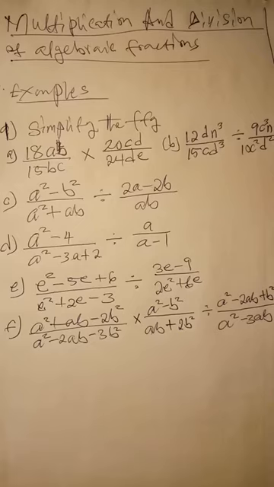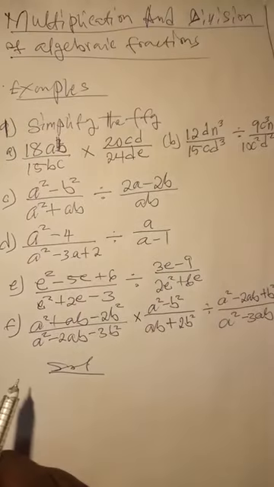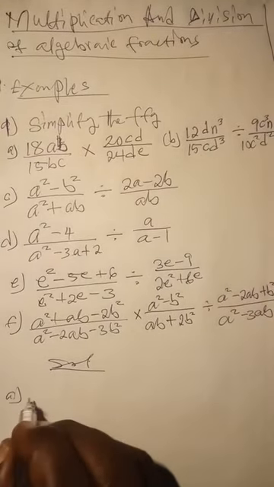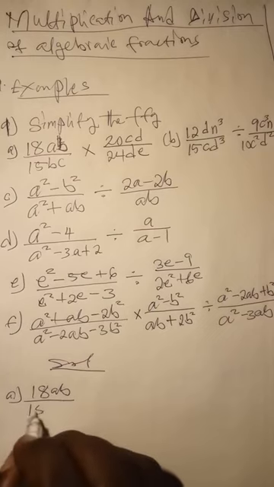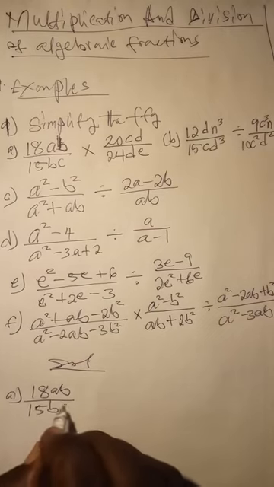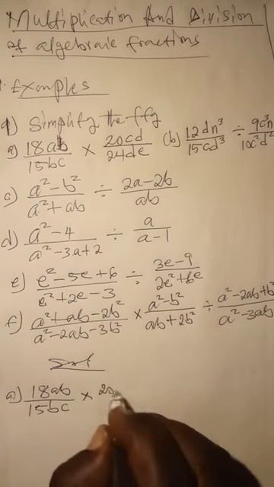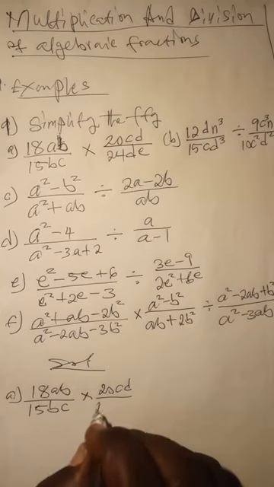This is our next topic, the multiplication and division of algebraic fractions. So we go straight to examples. Solution. We have to simplify the following. The first one, A, is 18ab over 15b squared c, times 20cd over 24de.